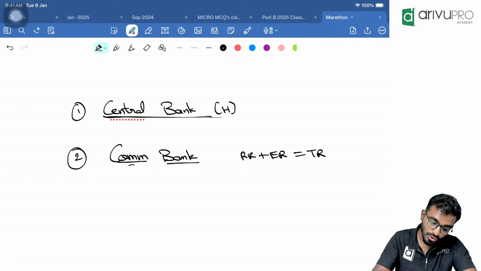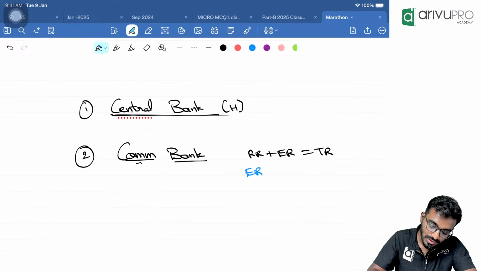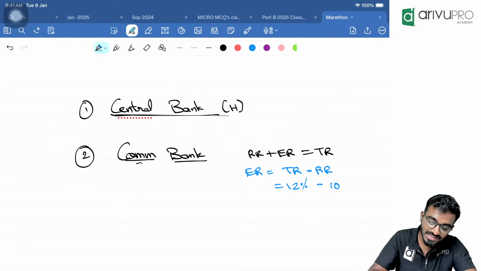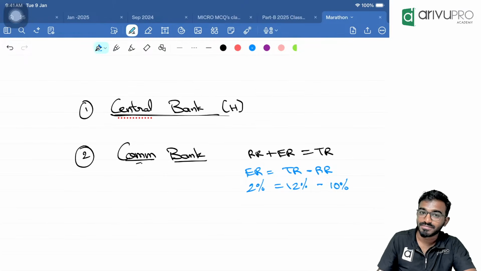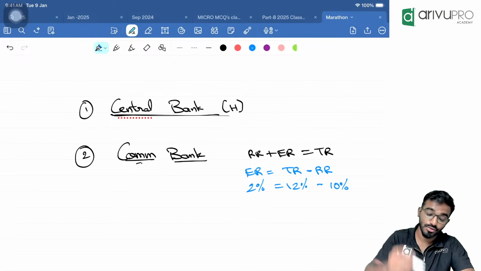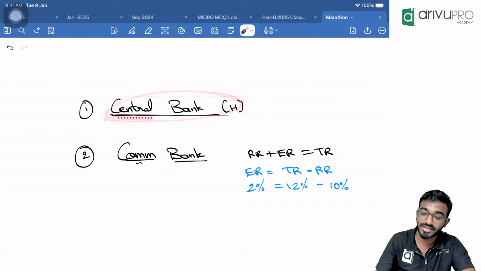Clear? So if I have to identify excess reserve, it is simple: total reserves minus required reserve. Let's say in total they had kept 12% of reserve, but RBI asked them to keep only 10%. So our excess reserve is 2%. We believe that commercial banks are not going to keep excess reserve over and above what RBI has instructed them to keep as a required reserve. That is what we believe.